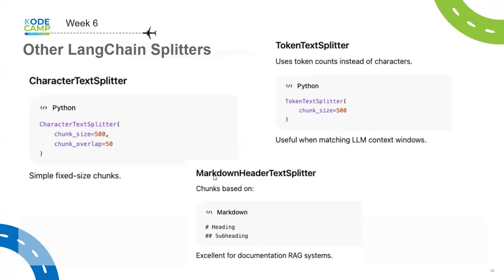Then we also have a markdown header text splitter. This is very good for chunking markdown files because if not, you tend to lose the hierarchical structure of markdown files. The markdown header text splitter will chunk based on markdown headers, basically. So if there's documentation that is expressed as markdown or anything like that, it's always a good idea to use this particular type of splitter.